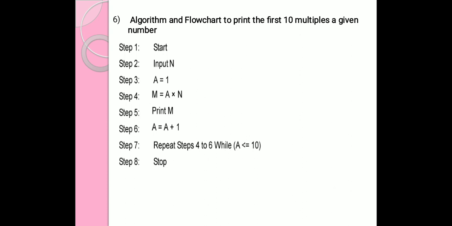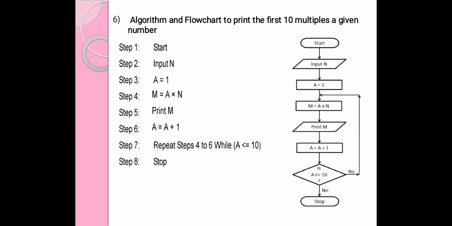Then the flow chart is: start, input n, a equal to 1, m equal to a into n, print m, a equal to a plus 1. Is a less than or equal to 10? If yes, go to the fourth step. When the condition is false, go to the stop step.